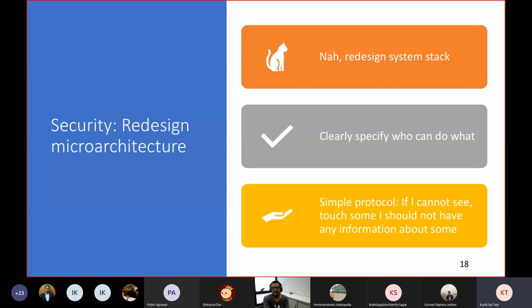But definitely it's not a one layer mitigation approach where you say, okay, I will redesign microarchitecture to provide security. That is like fixing one layer of the entire stack, but security is actually a problem for the entire system stack. If something is not secure, it will come out in some form or other. It will come out.